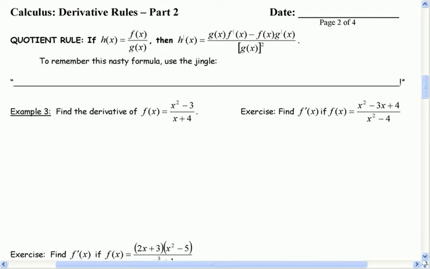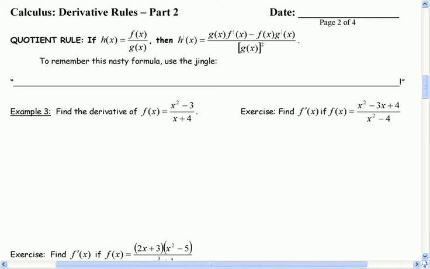F is the function on the top, the numerator. G is the function on the bottom, the denominator. So here we go. Just listen first, and then I'll tell you another easy way of doing it. H prime of x equals g of x, the bottom, times f prime of x, the derivative at the top, minus, this time, not plus, minus f of x, the top function, times the derivative at the bottom, all over the bottom, g of x, all squared. Good luck trying to memorize that.